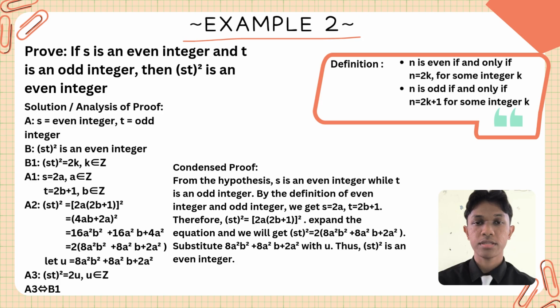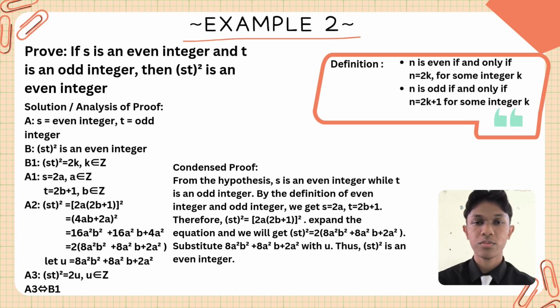k is an element of integers. We already know that st squared is an even integer, so the definition for even integer is equal to 2k. Okay, now let's take a look at our forward method.